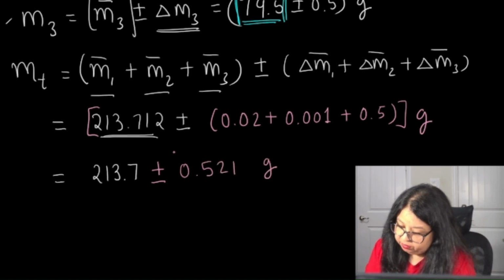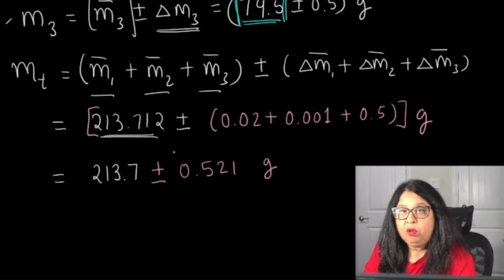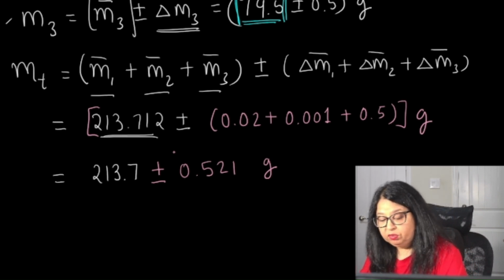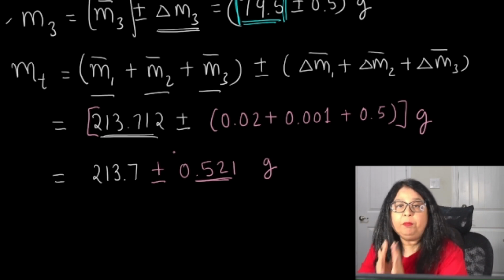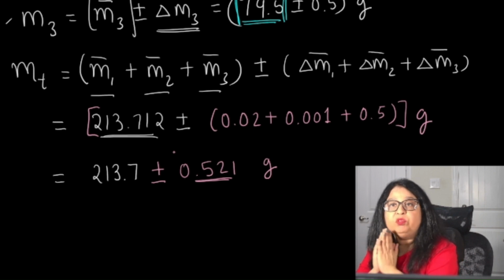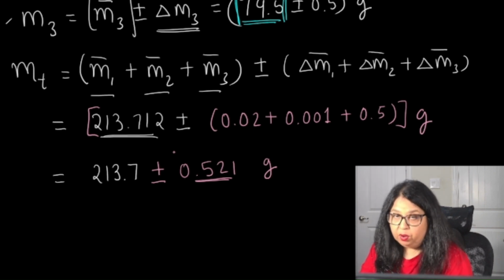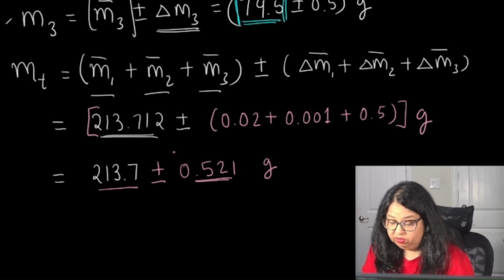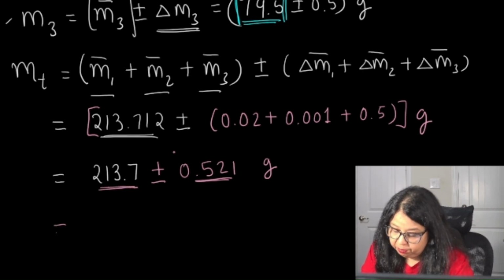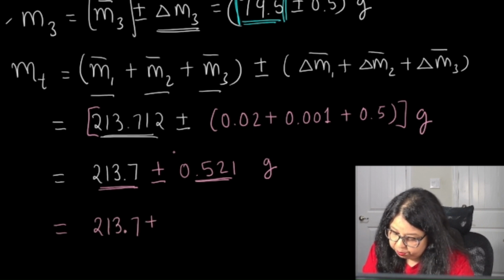0.521 grams. Next rule of significant figures says that the uncertainty must be up to the same number of decimal places, the same number of digits after the decimal, as the number that the error or the uncertainty belongs to, which is this number. So that means your answer is 213.7 plus minus 0.5 grams.